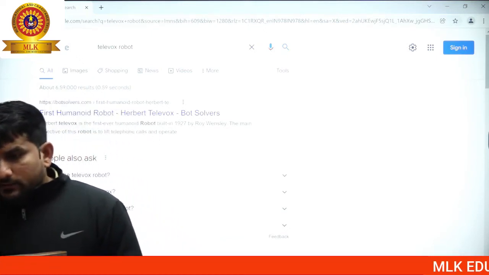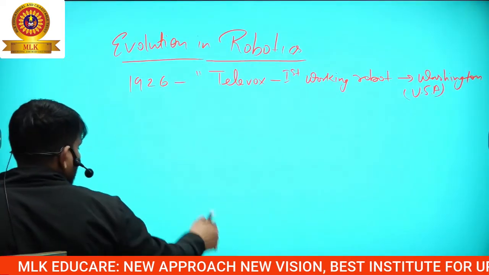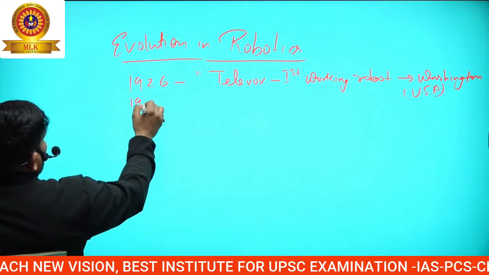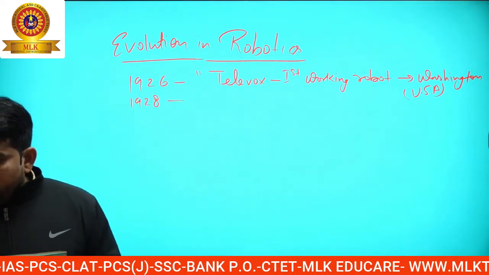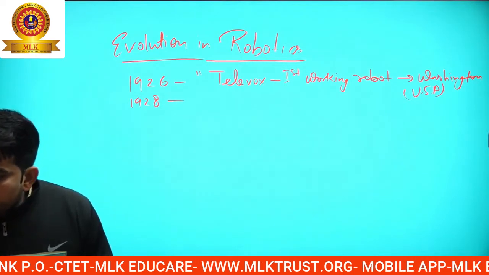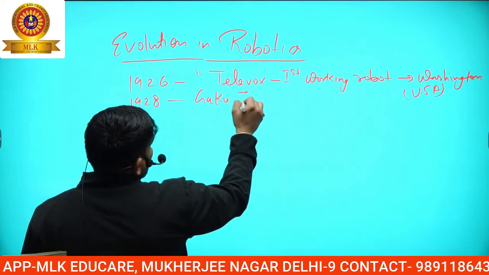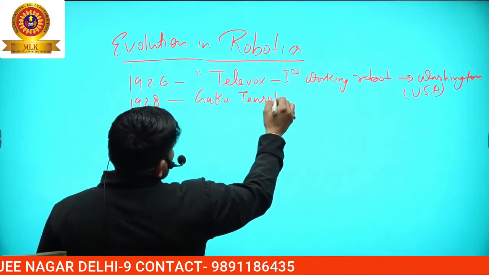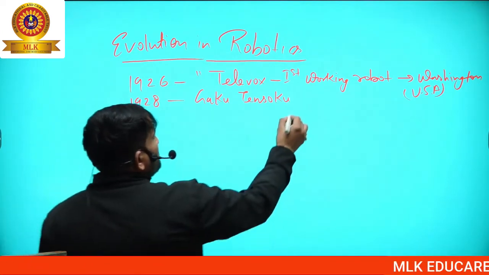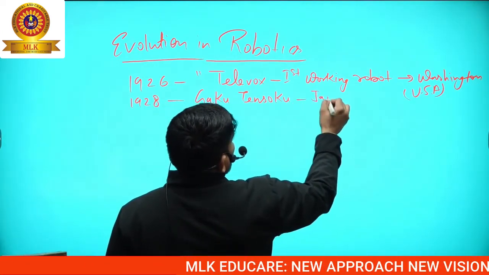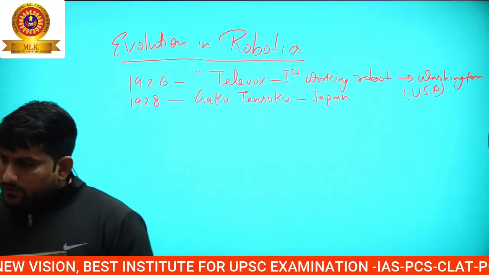Okay. And next, in the 1928, after 2 years, clear? There is the next Gaku Tensoku. The robot name is the Gaku Tensoku. Okay. So Gaku Tensoku is developed by the Japan. ठीक है, नाम से ही आपको पता चल रहा होगा. Developed by the Japan. Okay.